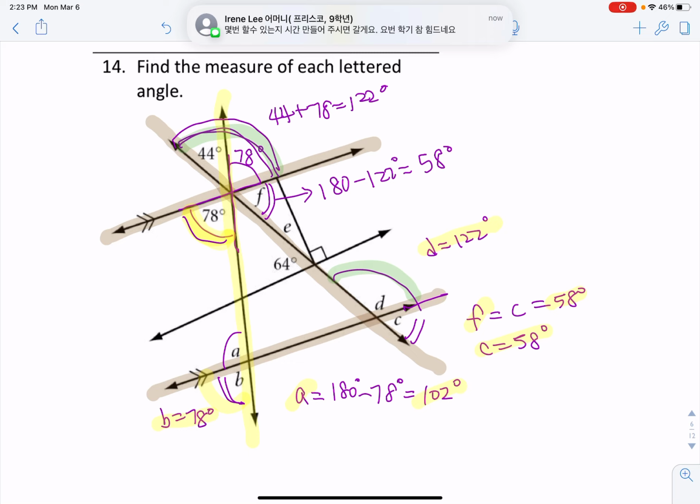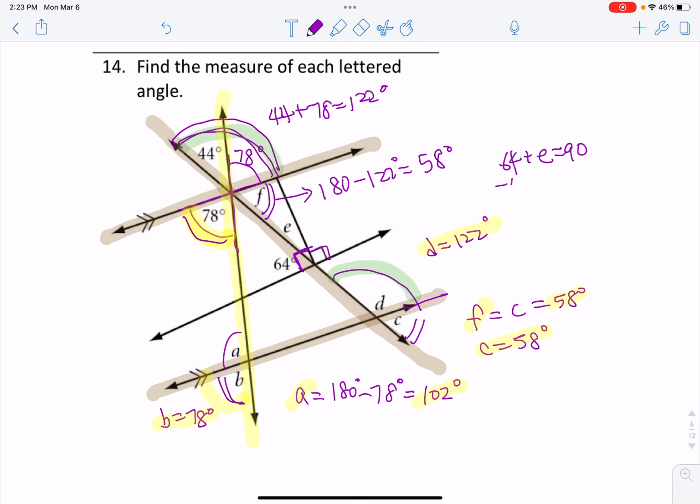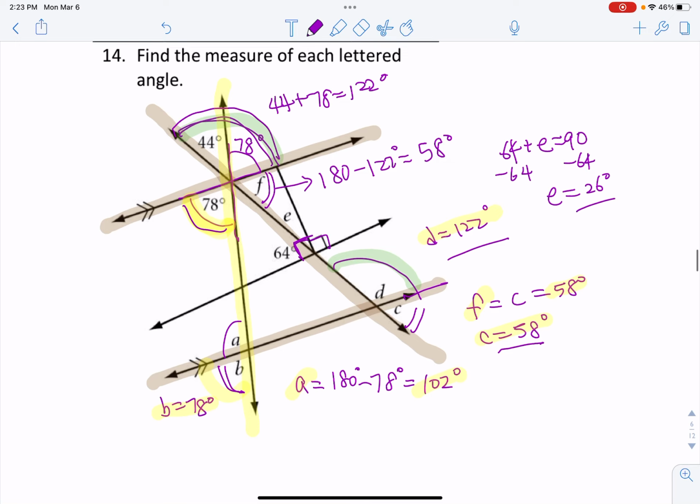Oh, we didn't find angle E. So for angle E, when you see 90 degrees here, you can find that this angle, which is 64, plus E will be 90 degrees. So you subtract 64 on both sides, then you can find angle E as 26 degrees. So we found angle A as 102, B as 78, C as 58, D as 122, E as 26, F as 58.